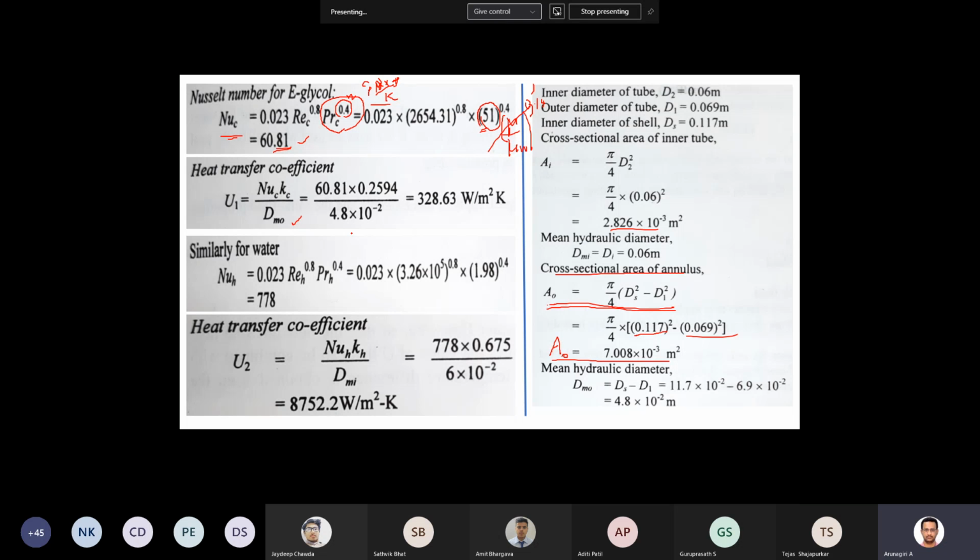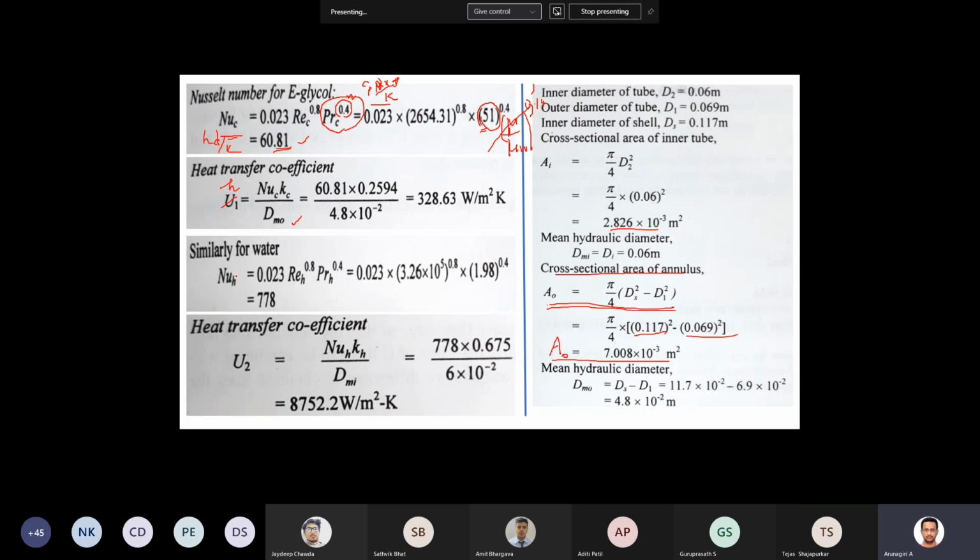Then your Prandtl number is 51 power 0.4. You will get 60.8. Then this is the hD by k, no? Or with respect to the problem, this is U. So don't confuse, both are the same. So I request you to use the h value instead of the U value.